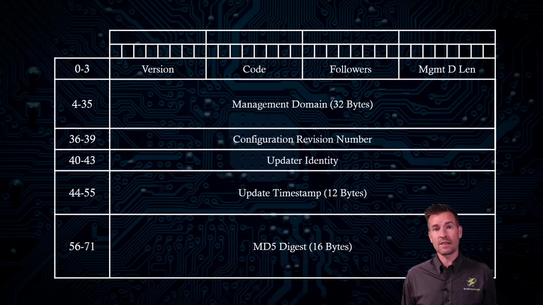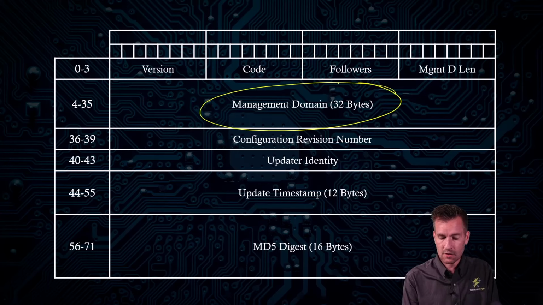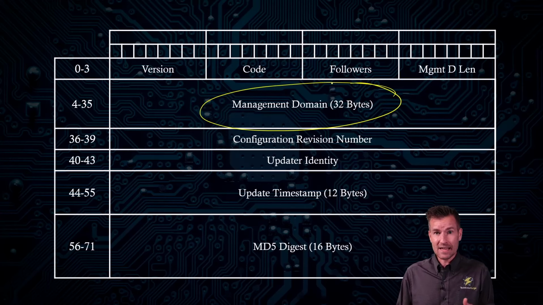Now we start seeing where the components of the advertisement are important here. We've got the management domain. So this management domain says, should I be listening to this advertisement or not?